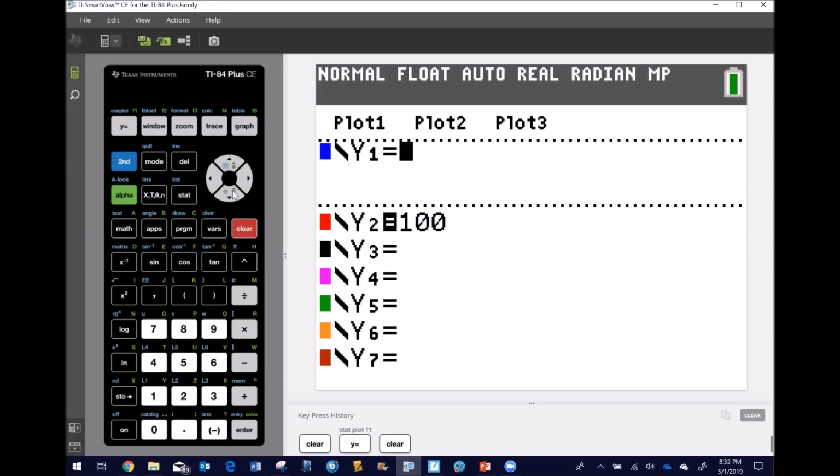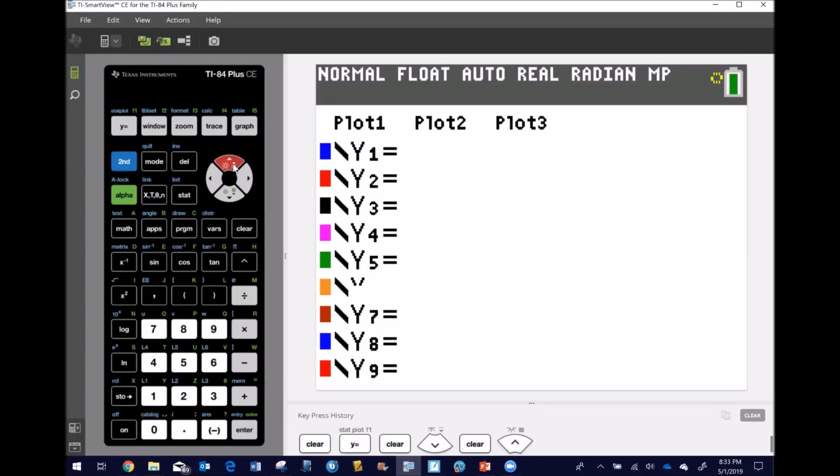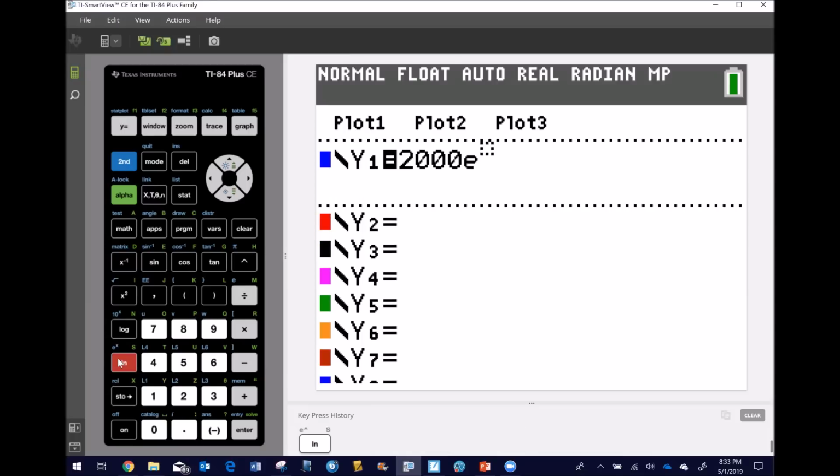Yep, I wasn't ready for this, was I? Clear all these out, and go ahead and enter that function in. This particular function was 2000 e, right? Oh my gosh, where's the e button? It's second ln. And then we're going to raise that to the negative, and then we have a decision to make. You could use the letter T, but it's probably a little more appropriate to use X, especially if you ever find yourself wanting to graph this.